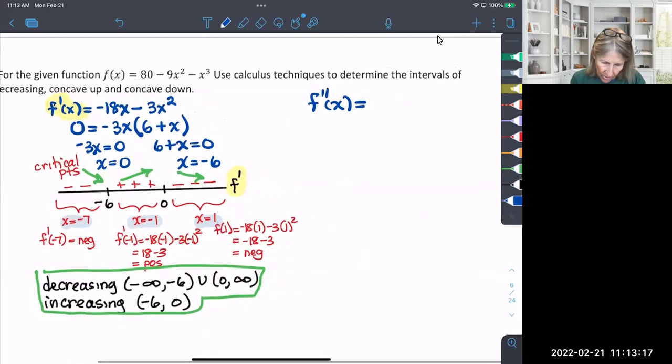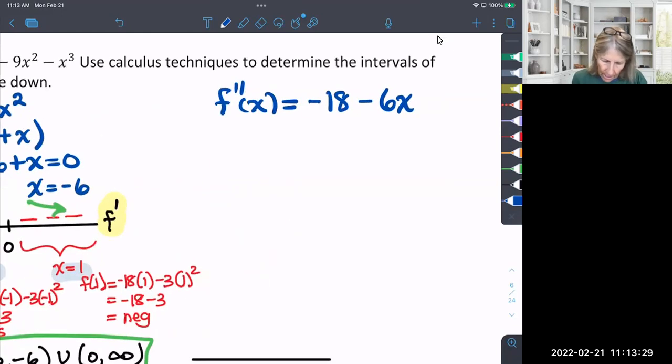Okay, so second derivative, let's see. Derivative of -18x is -18, and the derivative of 3x squared is -6x. Okay, so let's set that equal to 0. And then let's factor this. Or I suppose, well, we could just not factor since we just have a linear equation. Why don't we just solve for x here?